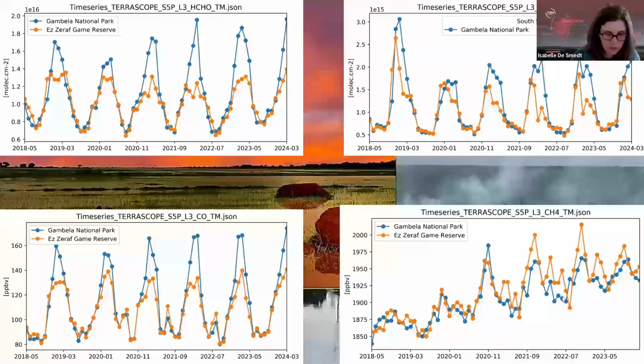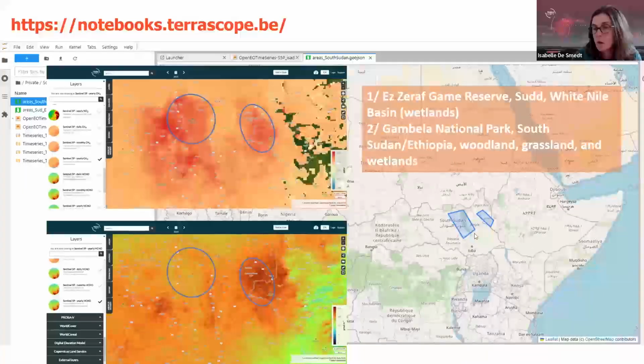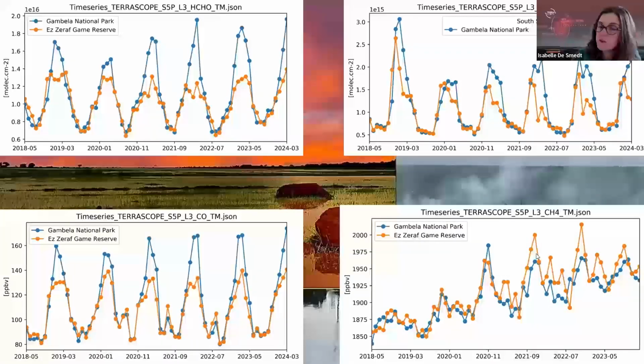methane. So first you can see that the methane concentration are clearly increasing, but more in this first region, around the White Nile area. And this is caused by flooding in the recent years that increase the emission from wetland. It's also increasing in the other region, while for formaldehyde and CO, the increase is clear in the other region, more around this national park. So probably more related to fire and increase of temperature with the years.